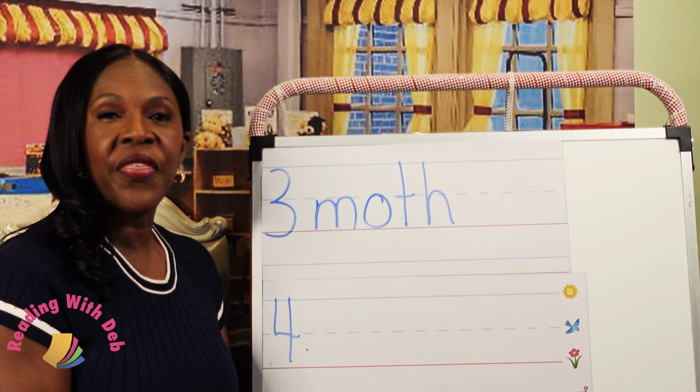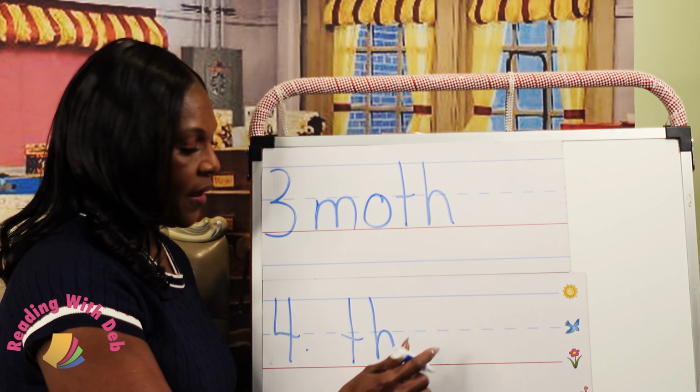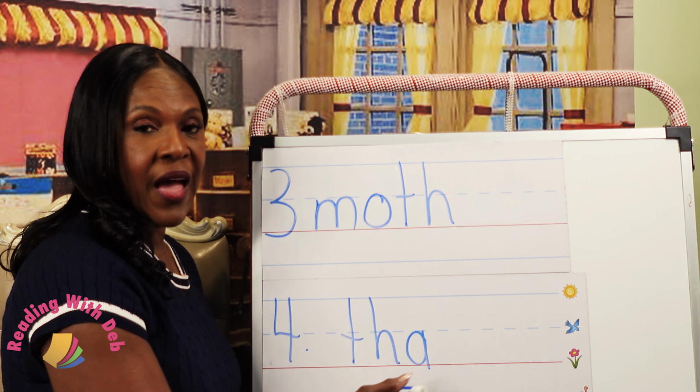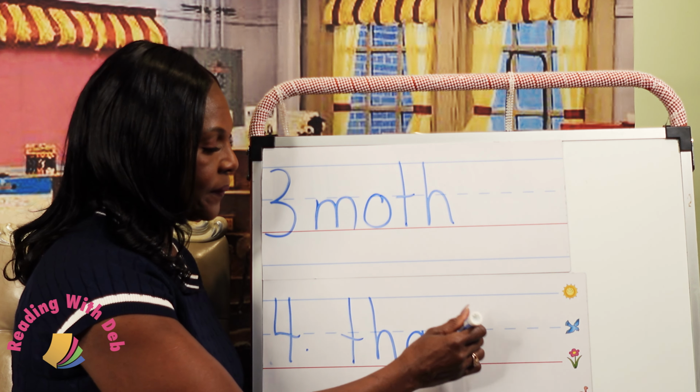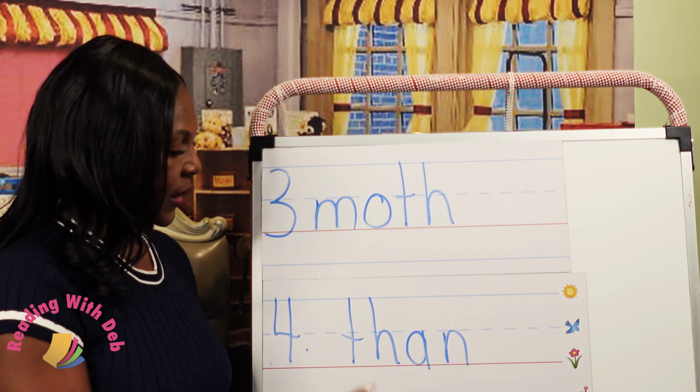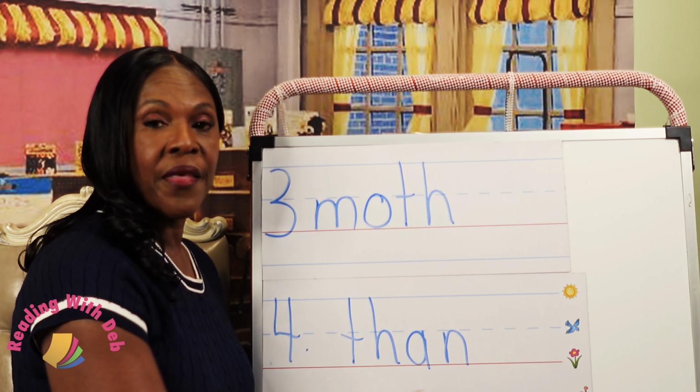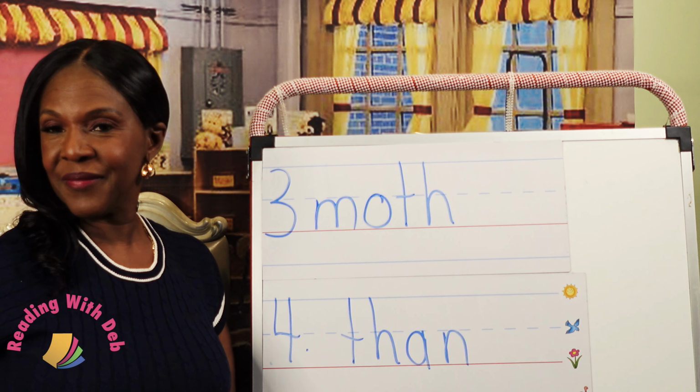Number 4. The word is than. Than. Ricky is taller than his sister. TH. That. That's the A. Than. N. How do we spell than? THAN. Than. Let's move on to numbers 5 and 6.